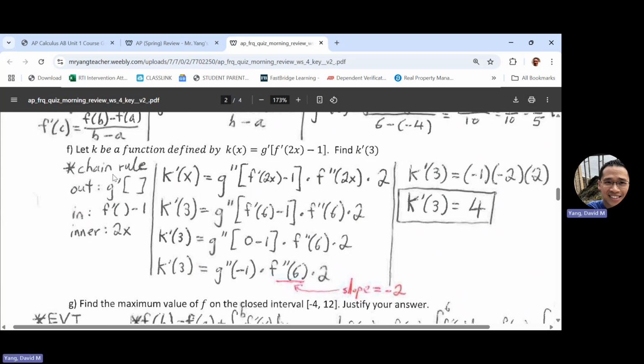Okay, so the outermost function is the g prime. Then we can worry about the f prime. So g prime becomes g double prime. We keep the inside intact. Now we're ready to move on to the inside portion. F prime's derivative is f double prime of 2x times 2. And then the minus 1 goes away to 0. So that's why I didn't have to include it over here.